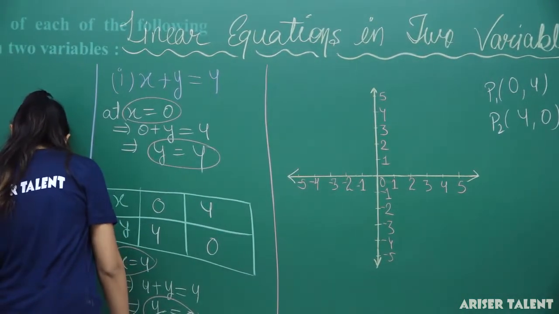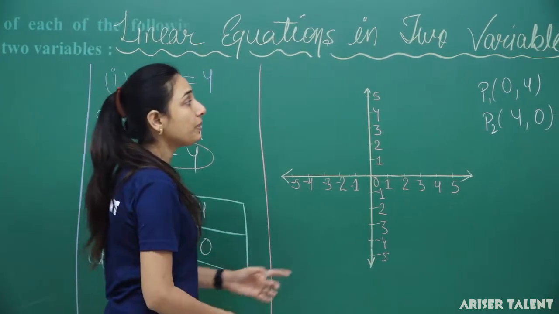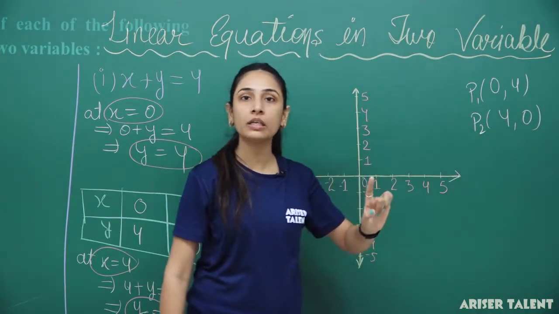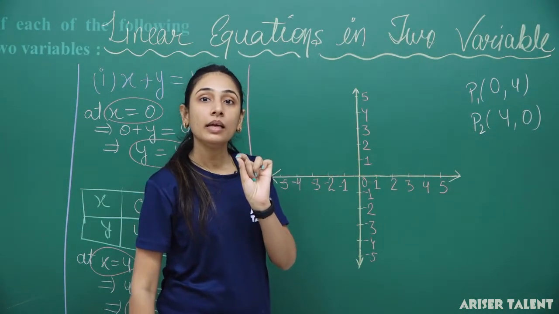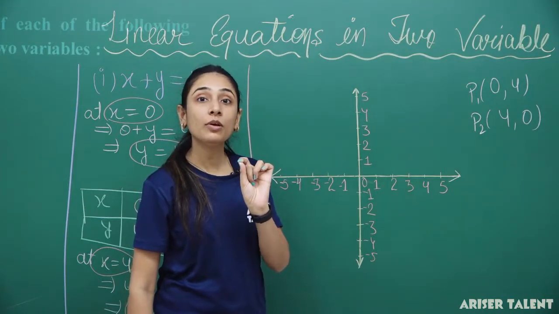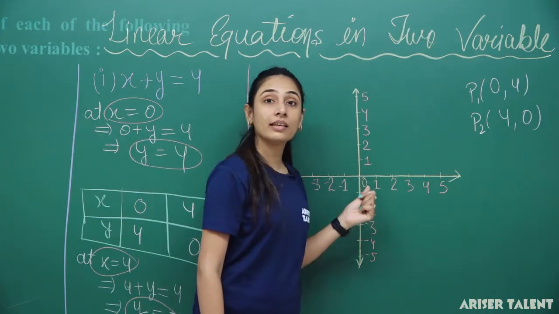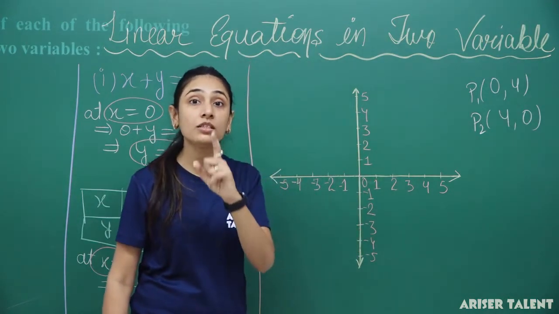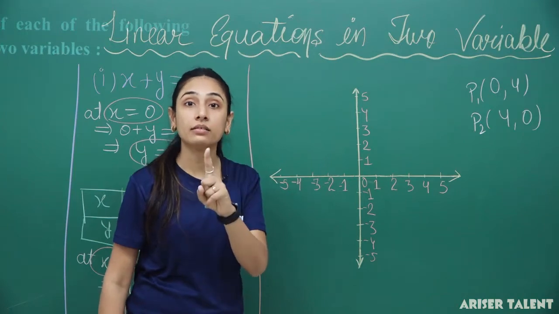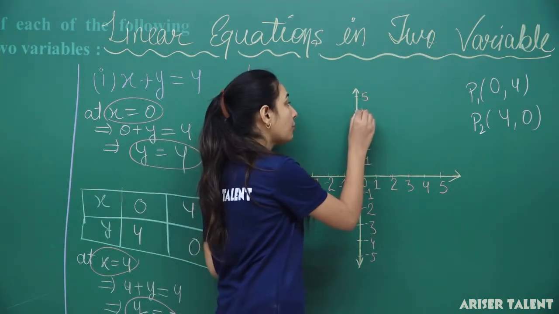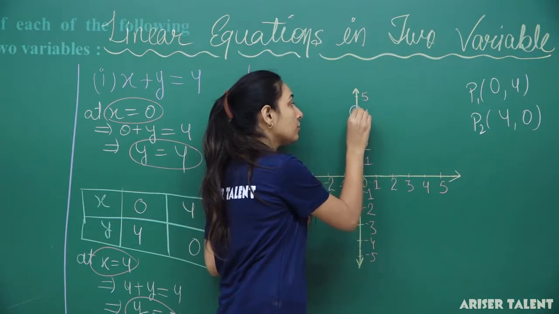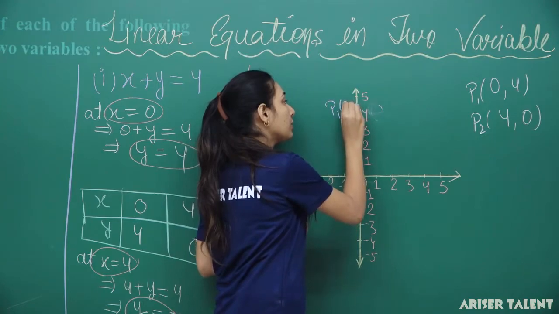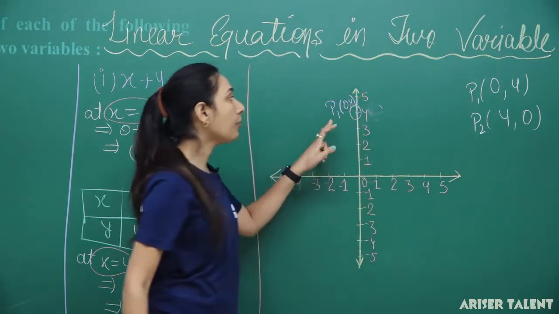Now, what you have talked about here is P1 as 0, 4. Now 0 is what? Your abscissa, and 4 is what? Your ordinate. So 0, that means your abscissa will be on which axis? This x-axis. I have told you, when you are getting x equals to 0, that means the point will be on y-axis. So y equals to 4, that means the point will be there. So here you will be getting P1 equals to 0, 4. This is the point P1.